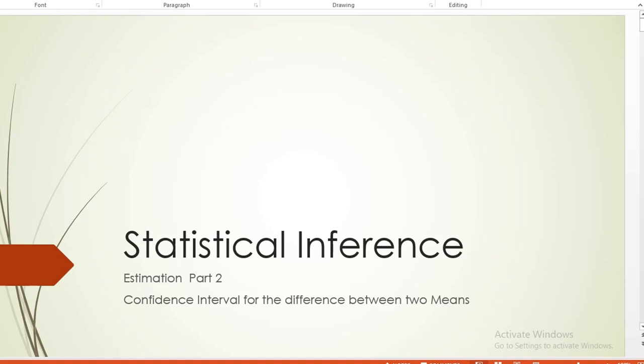Point estimation is only a single estimate about the population parameter, so it is not so reliable. We have to convert ourselves to another estimation technique, that is interval estimation. Confidence interval for the difference between two population means is my today's topic.